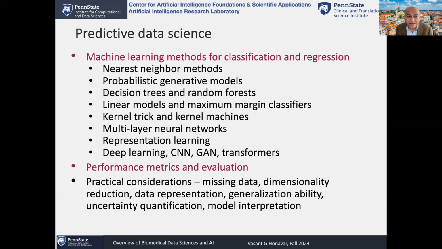And then there's predictive data science, where machine learning methods are used for classification, regression, and many other problems. There's a virtual zoo of methods. They have their strengths and weaknesses. There is no single method that's going to be the magic bullet for every data science predictive modeling problem. So this is where a deep understanding of the methods, their strengths, and their weaknesses comes into play. And the choice of performance metrics and evaluation is incredibly important as well.